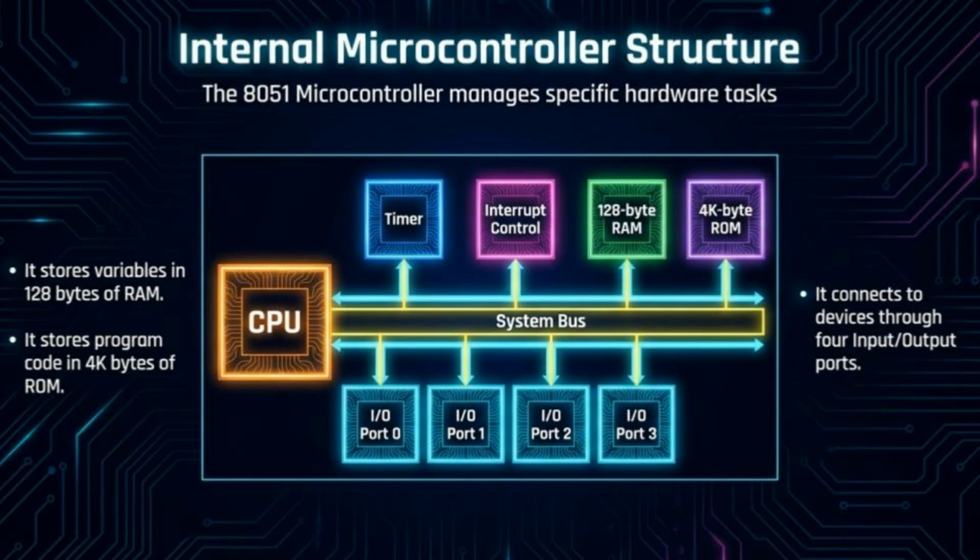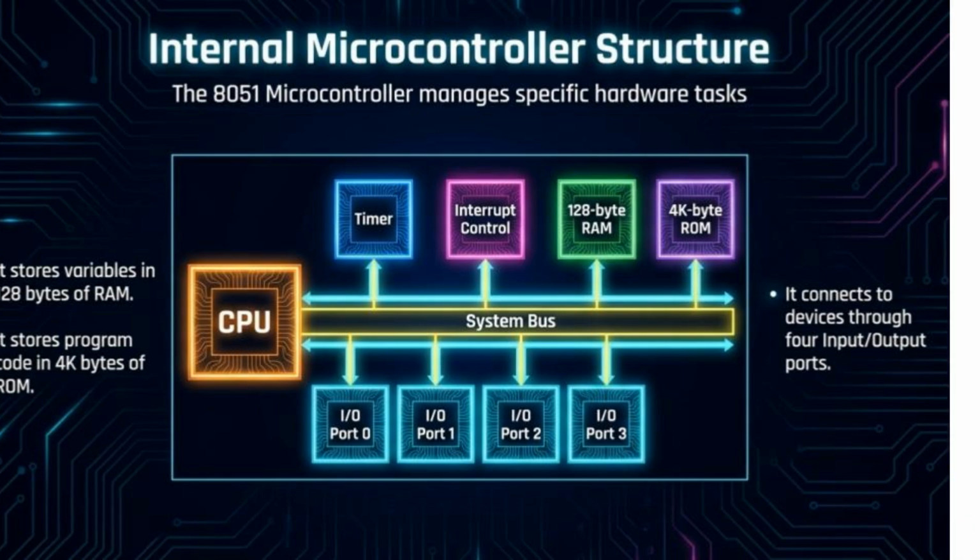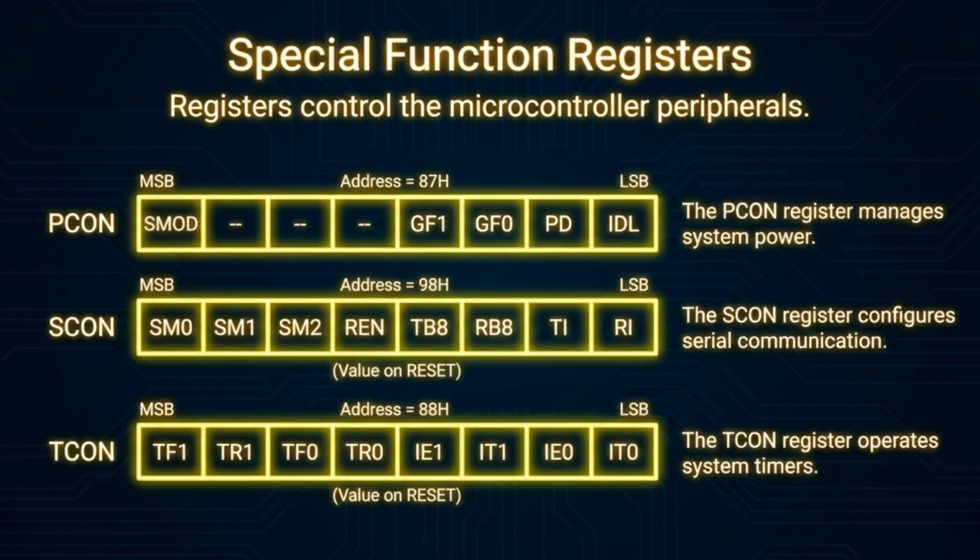It stores variables in 128 bytes of RAM, program code in 4 KB of ROM, and connects to devices through 4 input/output ports. Special function registers control microcontroller peripherals. Examples include the PCON register for system power, SCON for serial communication, and TCON for operating system timers.